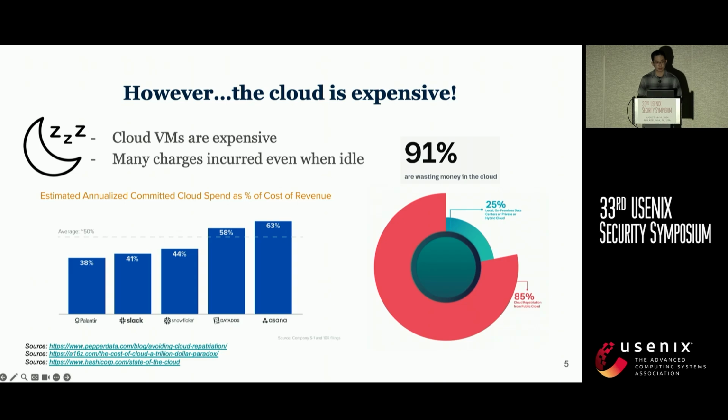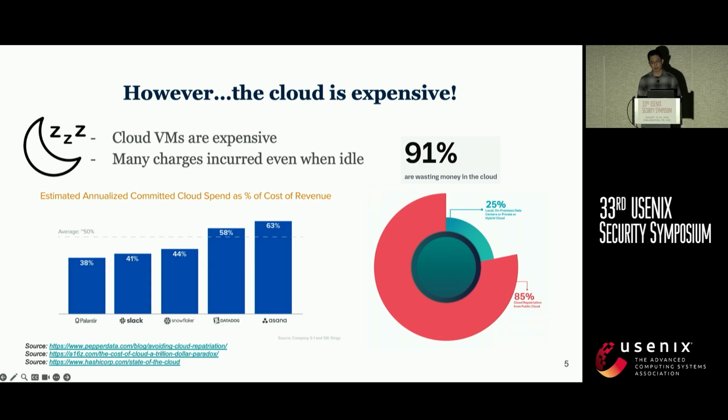There's one very important caveat, though, and this is because the cloud is very expensive. In particular, cloud virtual machines are expensive, and many charges are actually incurred even when the machines are idle. What this means for proxies is that even if your proxy is blocked, or if it's idle, with no connections going on, you're still being charged money. In particular, this includes resources like memory, compute, disk resources, and also IP addresses. These are actually being charged right now in the cloud, even when you're idle.